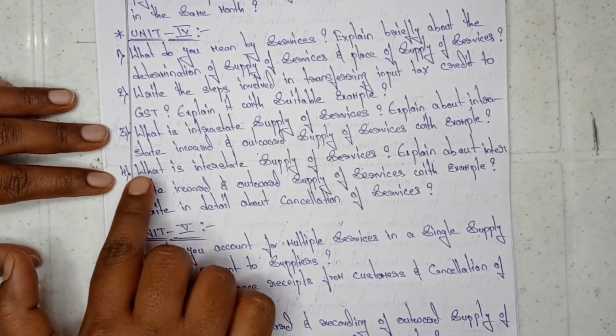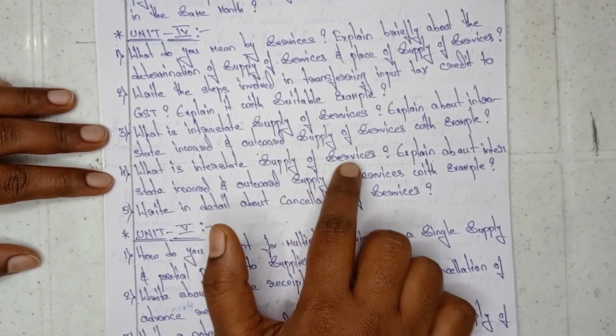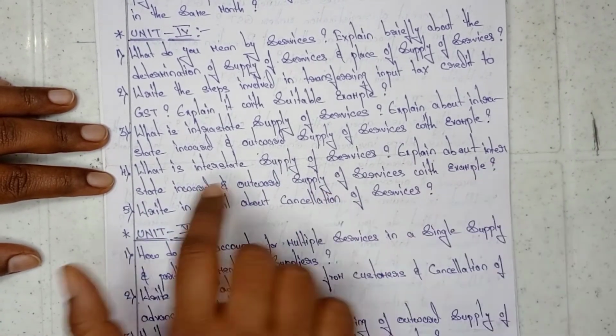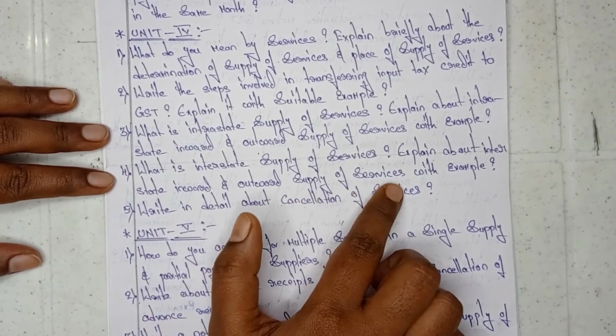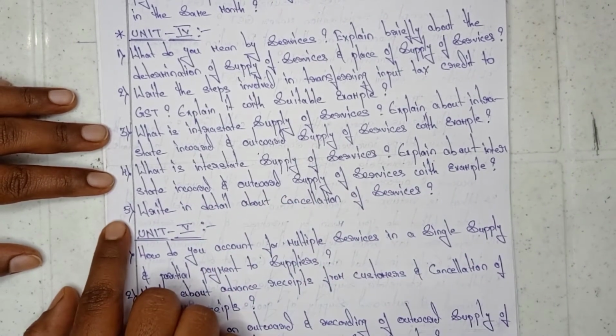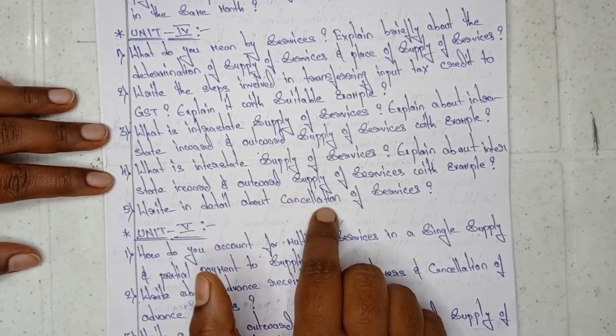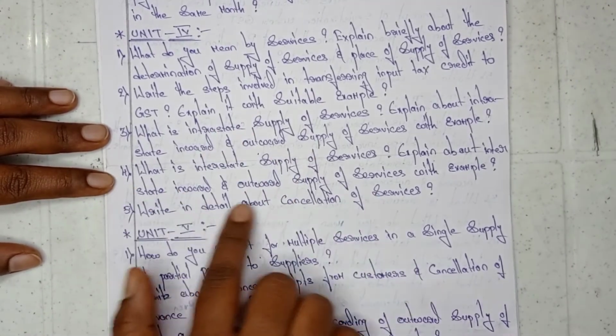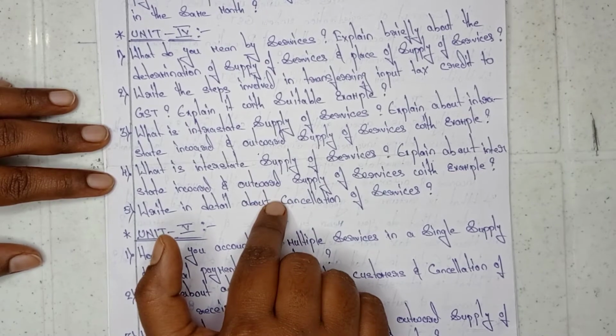Fourth question is what is interstate supply of services? Explain about interstate inward and outward supply of services with example. Now coming to the fifth question, write in detail about cancellation of services. So these all are the questions which are important from the fourth unit.